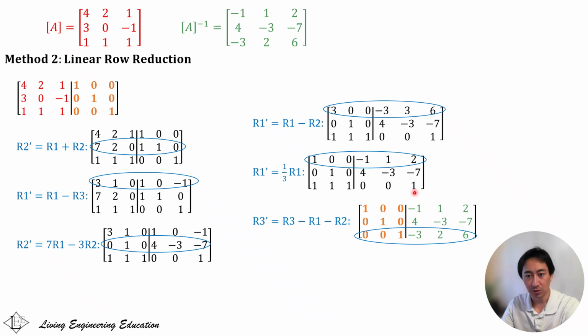Now this one is R3 minus R1 minus R2. So it's 1 plus 7 is 8, minus 2 is 6. Right? And this matches our identity matrix. I think this method is a bit faster.